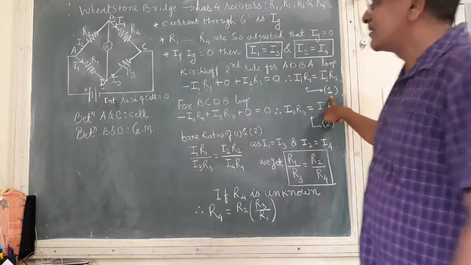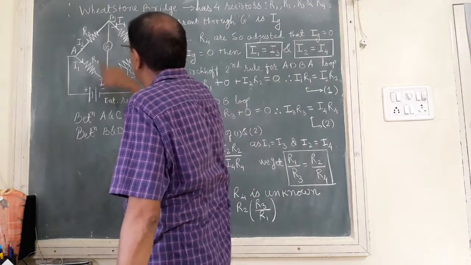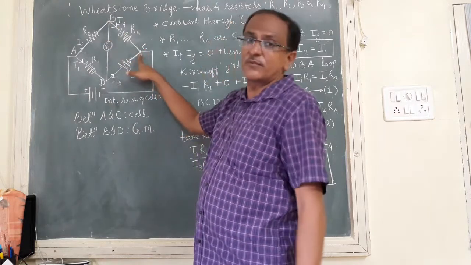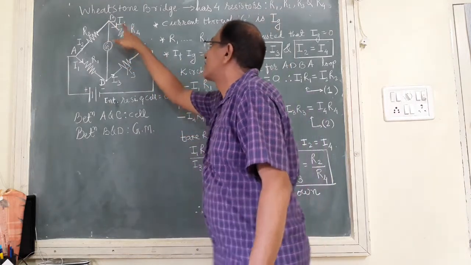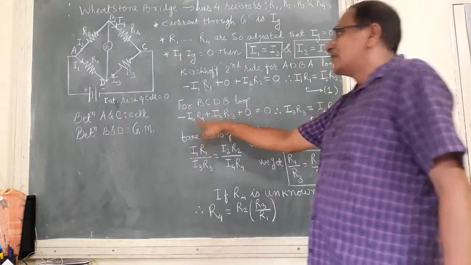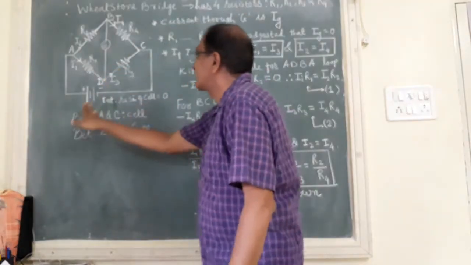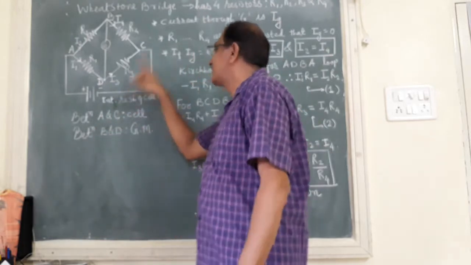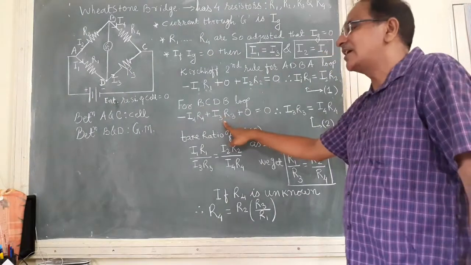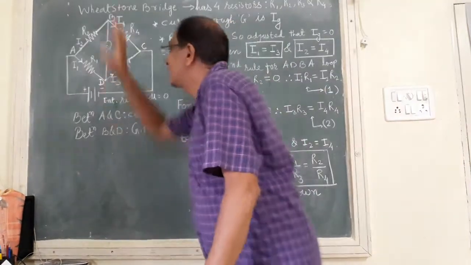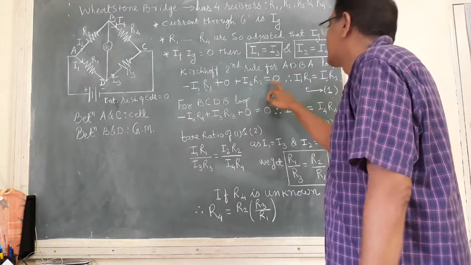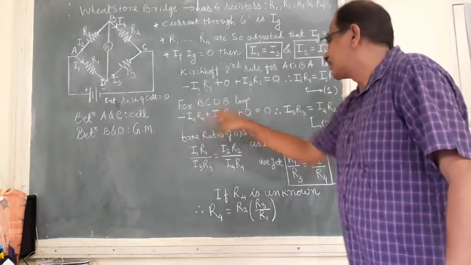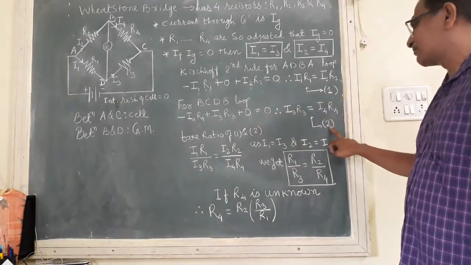Similarly for the BCDB loop, you go in the direction BC with the current, so minus I4 R4. Then you are moving in this direction, current is in this direction, both are opposite, so plus I3 R3, and in the DB branch there is no current, so we write 0 is equal to 0. So I3 R3 is equal to I4 R4. These are the two results.